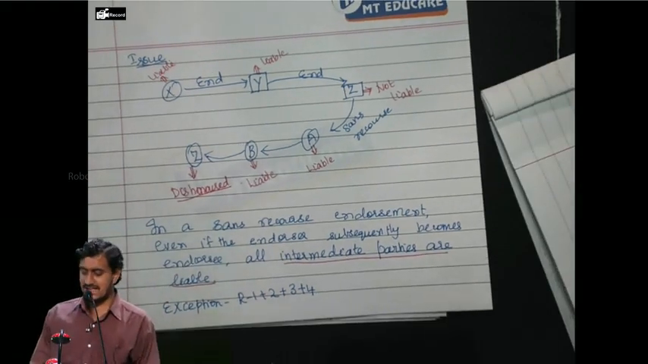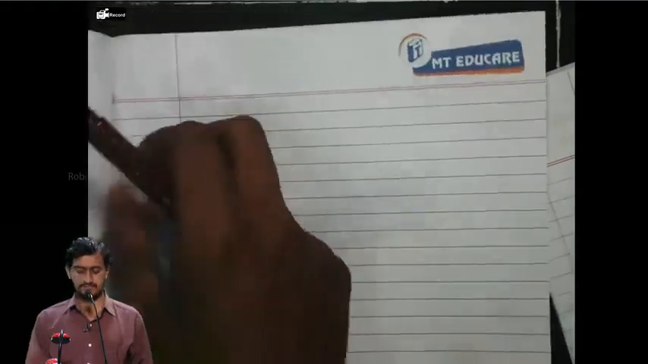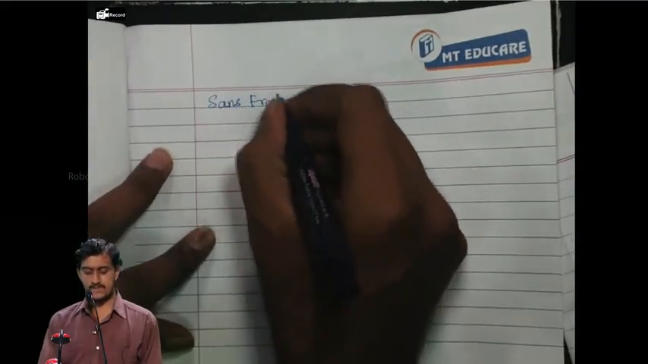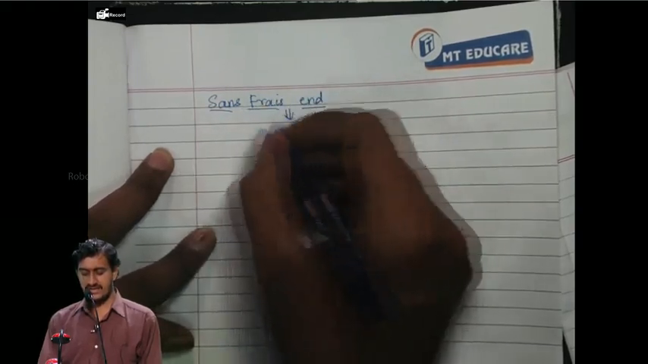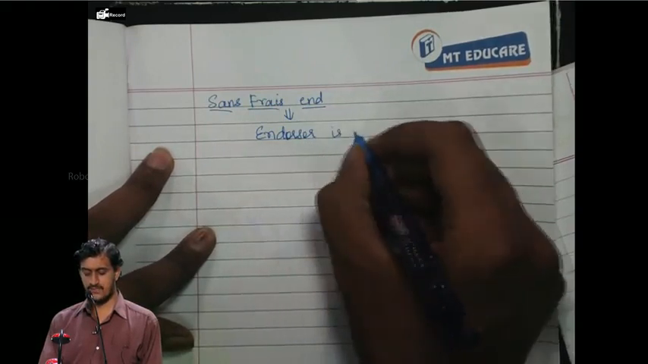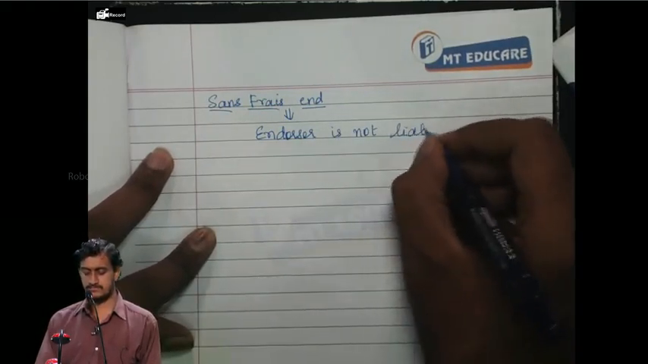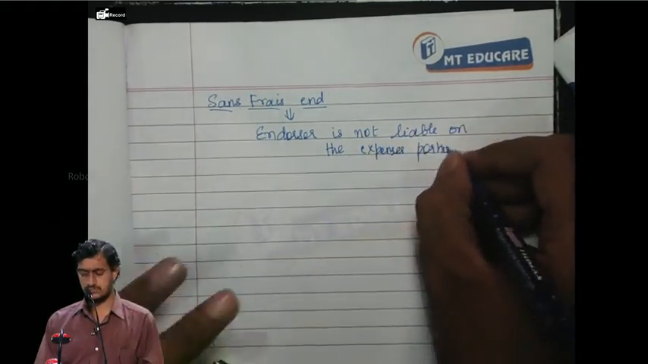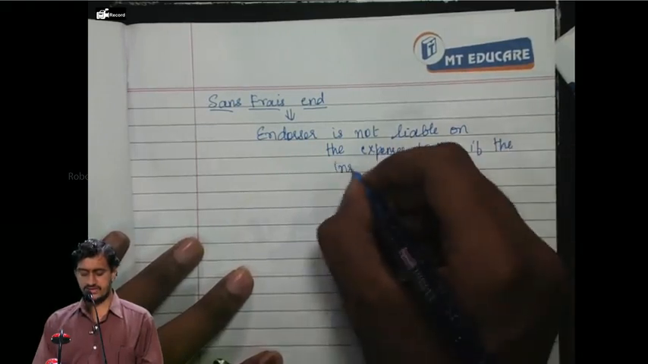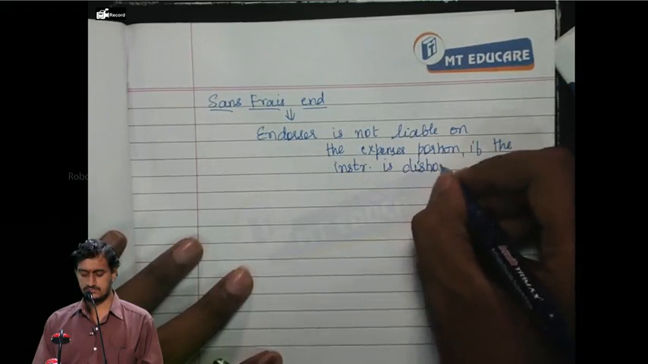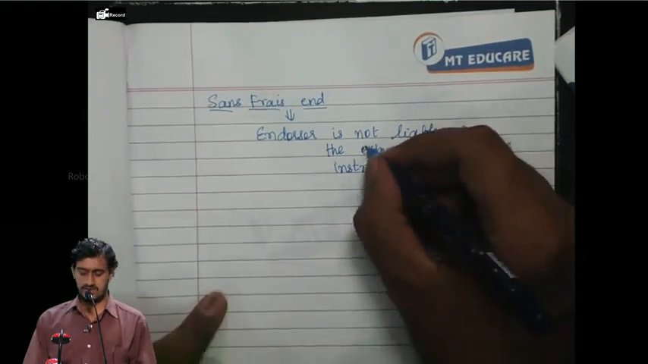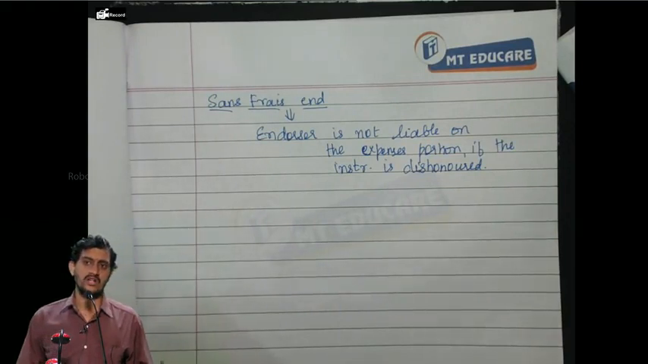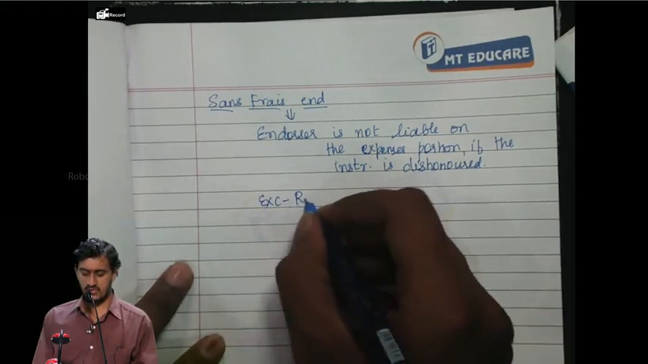So what happens in a sans phrase endorsement? The endorser is not liable on the expenses portion if the instrument is dishonored. Tell me, sans phrase is an exception to which rule? Rule 1 or rule 2 or rule 3 or rule 4? This is an exception to rule 2.